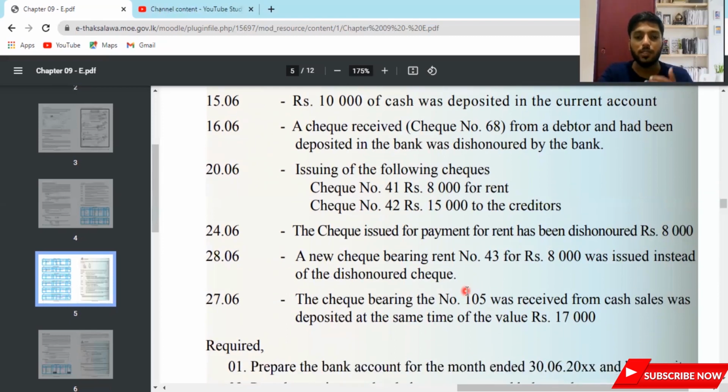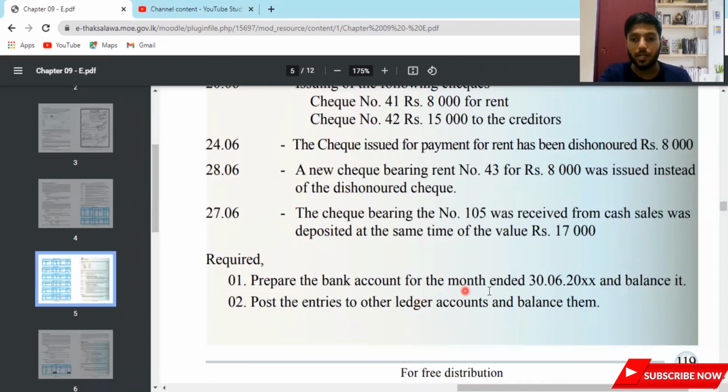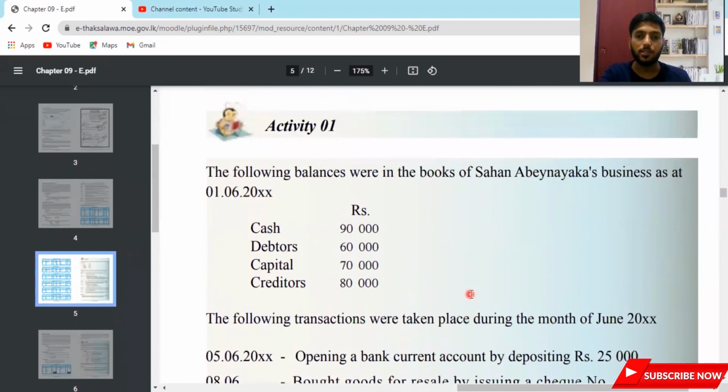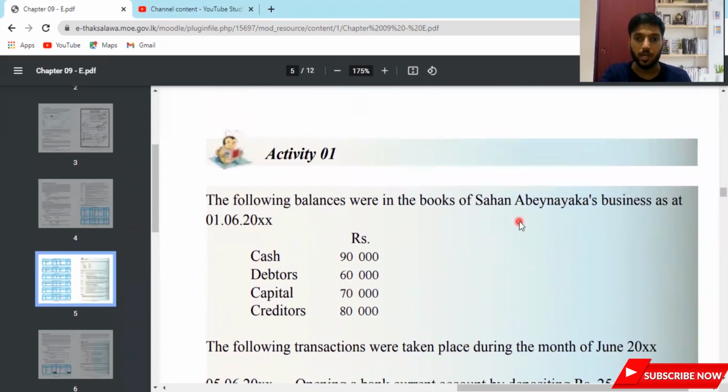With that knowledge, we'll see what the requirement is. Prepare the bank account for the month ended 30th 6 2000 and balance it. Post the entries to the other ledger accounts and balance them. So we'll do it one by one. Let me start with the balances. They have given the following balances in the books of Sahan Abhay Nayakar's business. Cash 90,000. So I'm going to record it; take a pen and pencil and start writing in your textbook.